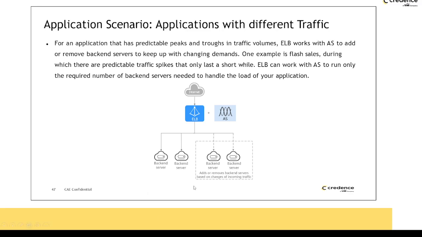So let's say you have 4 backend servers, and you have configured all 4 to the ELB. We have an elastic IP going through the internet. So let's say we have a flash sale, so it is able to work with AS, auto scaling, to add or remove backend servers based on the incoming traffic.